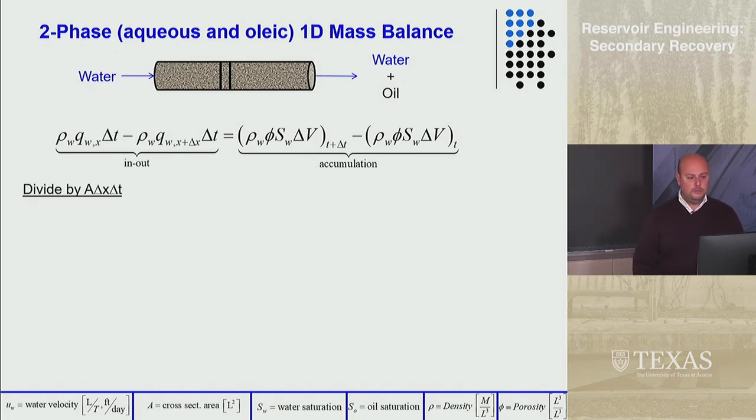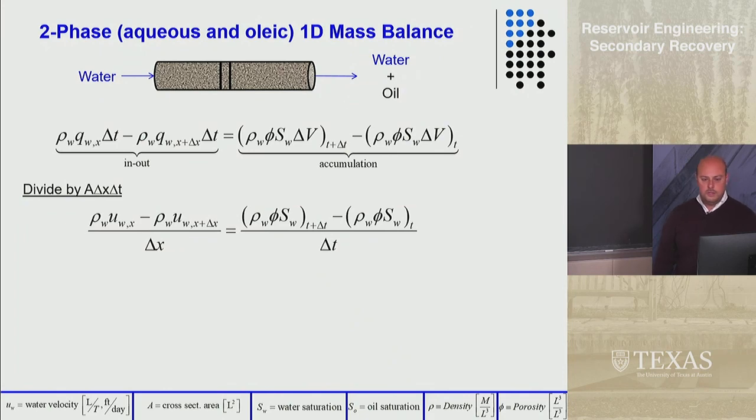If I divide this equation by the volume times delta T, or area times delta X times delta T, then the equation becomes this. So all I did is divide by A delta X delta T, so over here the delta T's cancel, and we know that flow rate is velocity times area, so Q divided by A is just my velocity U. That's the Darcy velocity, and then divided by delta X. On the right hand side, my A delta X is canceled with delta V, so these go away, but delta T remains in the denominator.